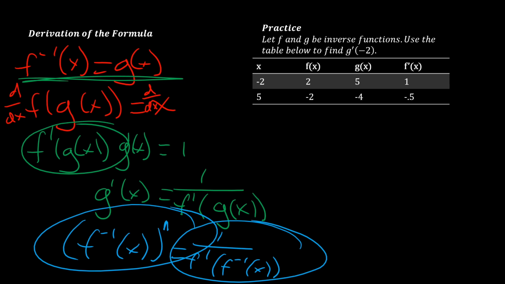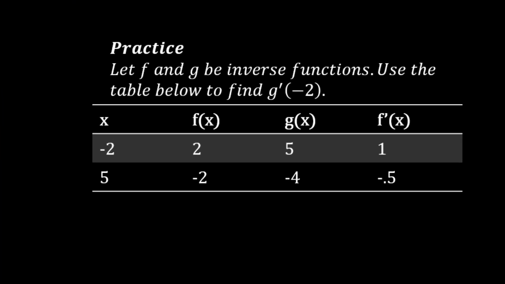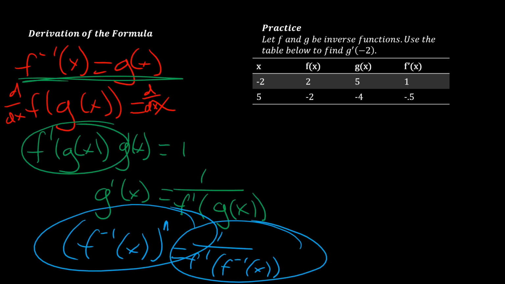On your test and on the AP, you'll probably see many inverse derivative questions where you must find the values using tables. So here's an example. Pause the video and see if you can solve it yourself. Okay, so let f and g be inverse functions. Use the table below to find g prime of -2. So we're assuming that g prime is going to be your inverse here, of course, right? And often the question will have some statement that's similar to that. So the following table is going to list a couple values of f prime, g, and f.